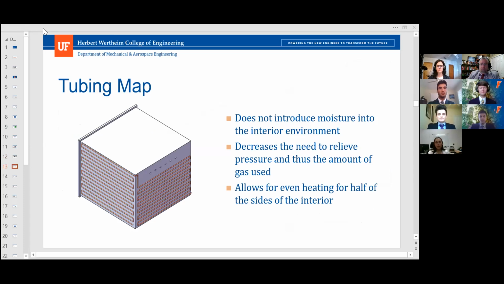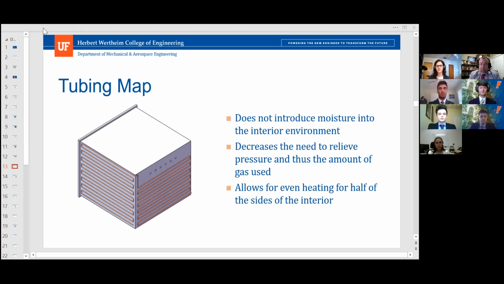The tubing map is made up of 1/4 inch outer diameter copper refrigeration tubing that twists over the exterior of the system to heat the entirety of the system. This ensures that all the cultures receive the same levels of heating or cooling. The same fans used in the gas manifold decrease variation in temperature within the system.